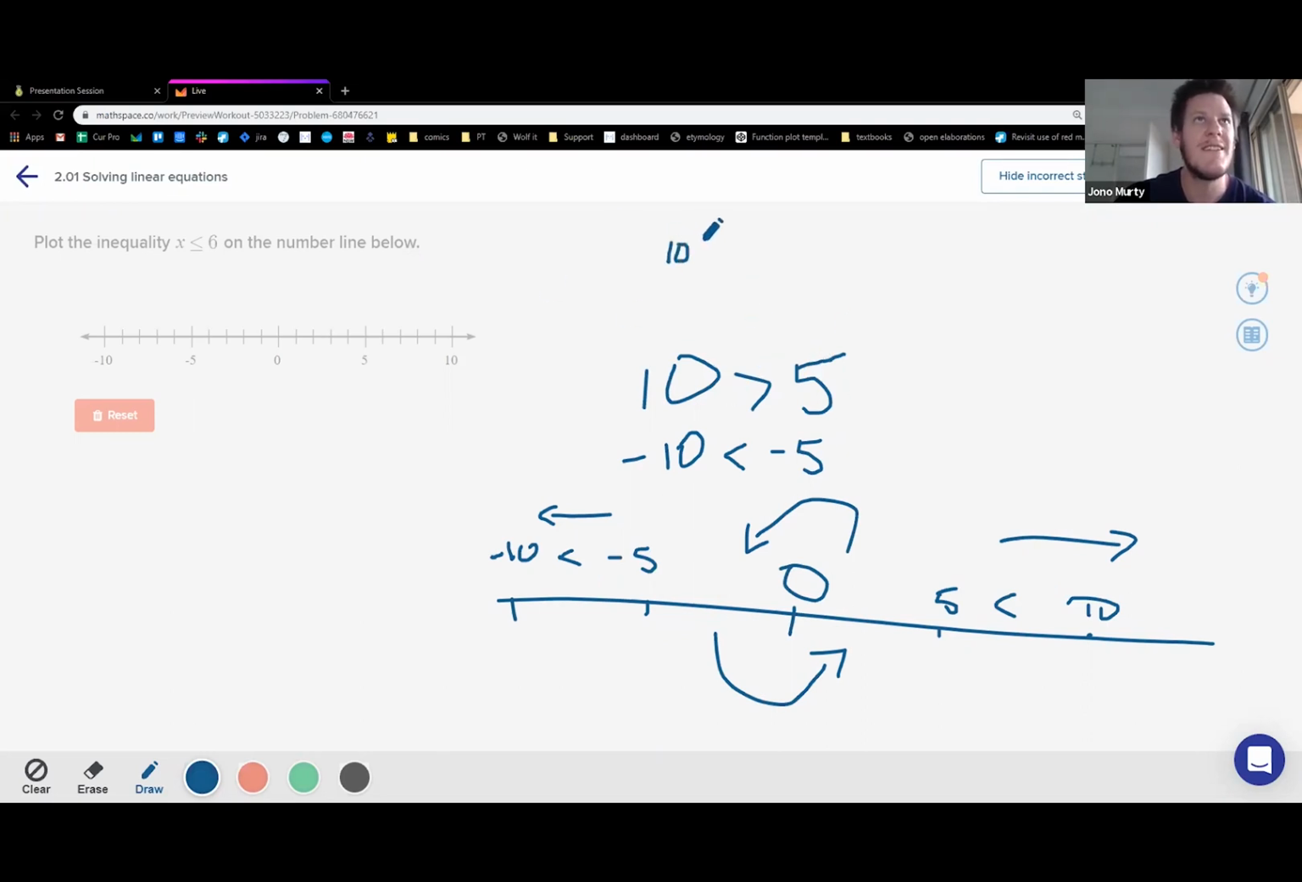So if 10 is greater than 5, 5 is less than 10. -10 is less than -5. So you can see here, pointing that way, 5 is less than 10. I hope that answered it. It's really just because it has to be the case for the things to stay true.